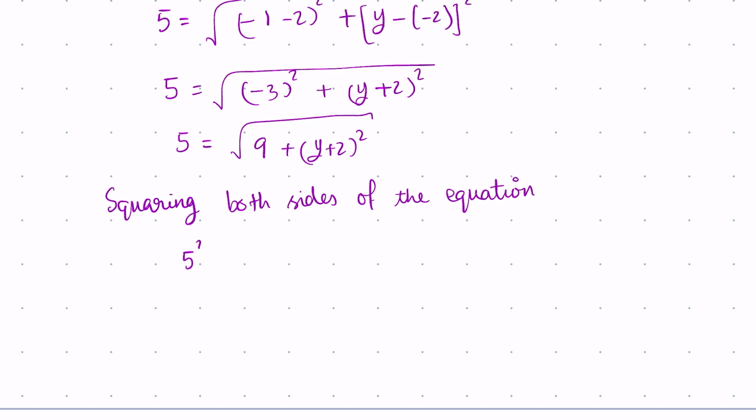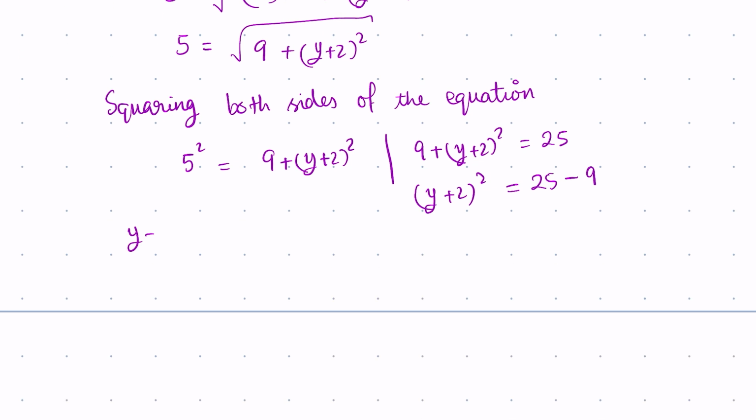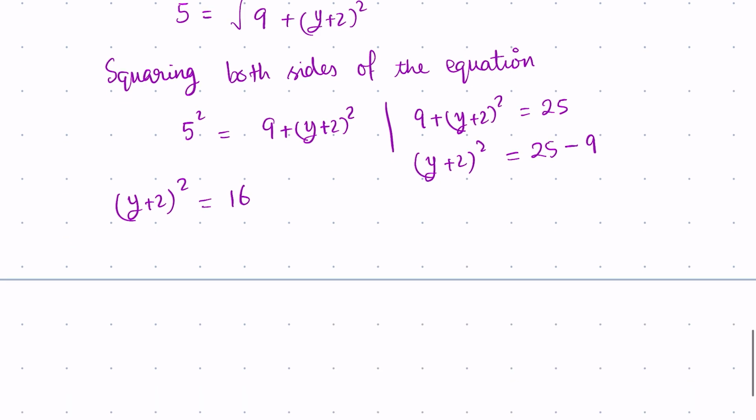So 5 squared is equal to 9 plus y plus 2 whole squared, right? If we rearrange this, this gives us 9 plus y plus 2 whole squared is equal to 25, or y plus 2 whole squared is equal to 25 minus 9, or y plus 2 whole squared is equal to 16. At this point, you can go ahead and solve the quadratic equation and get values for y.